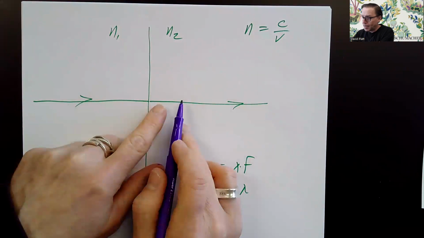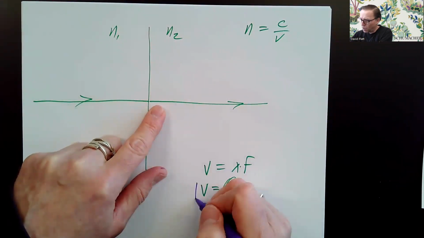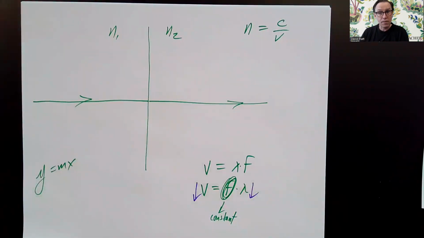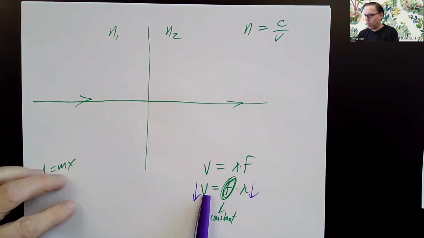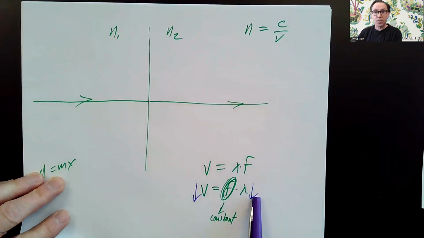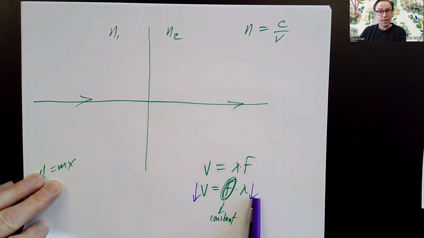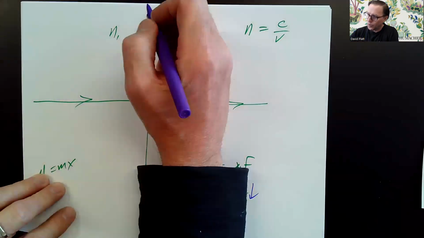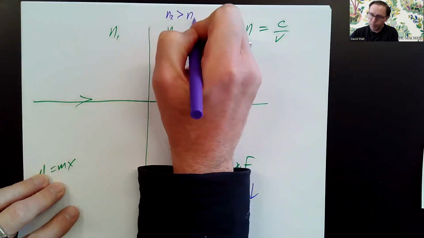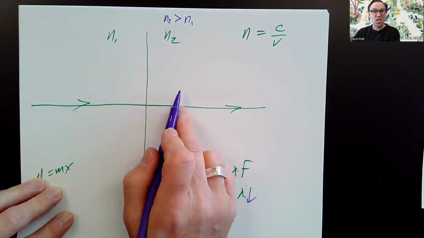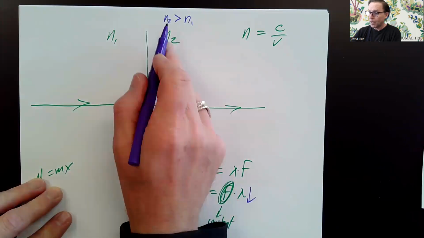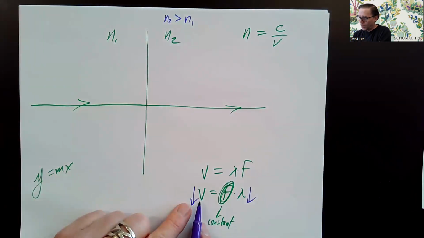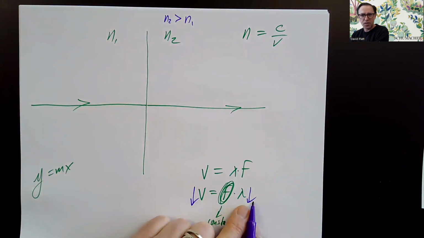So if my second medium corresponds to a slower velocity, then that must also correspond to a smaller wavelength. And if my second medium corresponds to a faster velocity, then that must correspond to a larger wavelength. Isn't that interesting? So let's say N2 is greater than N1. That would correspond to this being a slow medium. Large index, we travel slowly. So let's see, we said if we slow down, then that's going to correspond to a smaller wavelength.